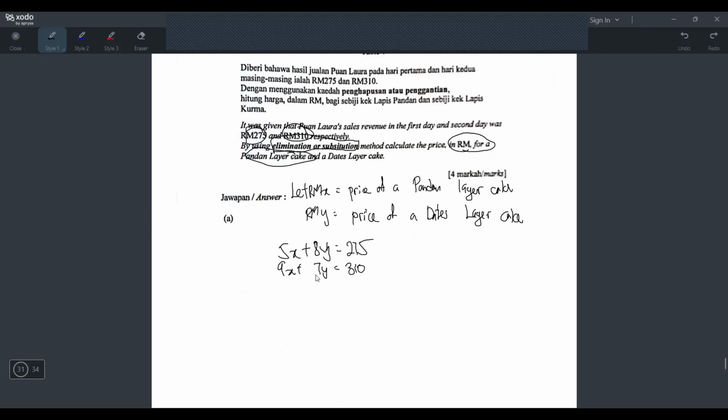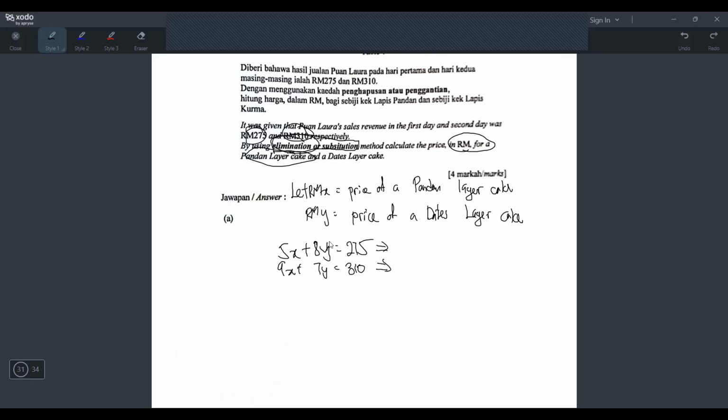But if I am you, I will use elimination method. Okay, but if you want to use substitution, you can do it. You will get the same answer. Okay, I want to use elimination. How to use elimination? How to use penghapusan? First, you have to choose which one you want to hapus. You can choose to hapuskan X. You can also choose to hapuskan Y. Dua-dua pun boleh dapat sama jawapan. So you want to hapuskan X or hapuskan Y? Okay, let's say you want to hapuskan X.